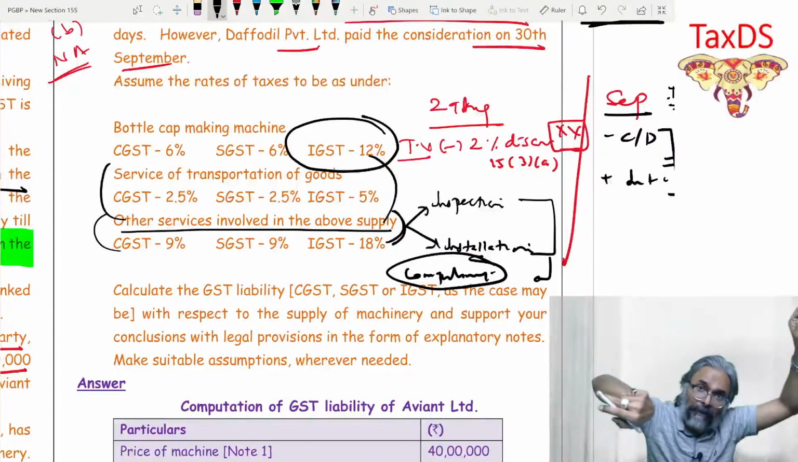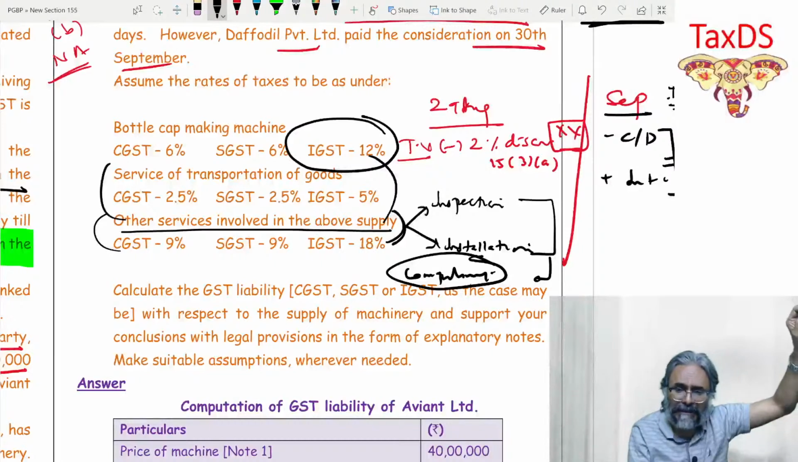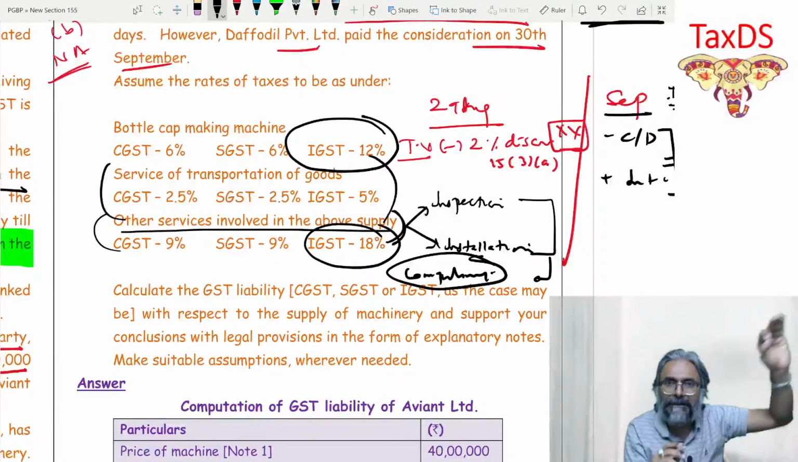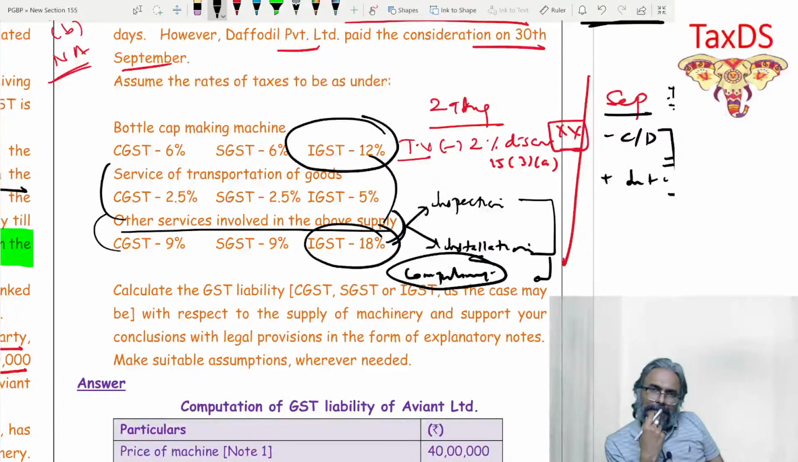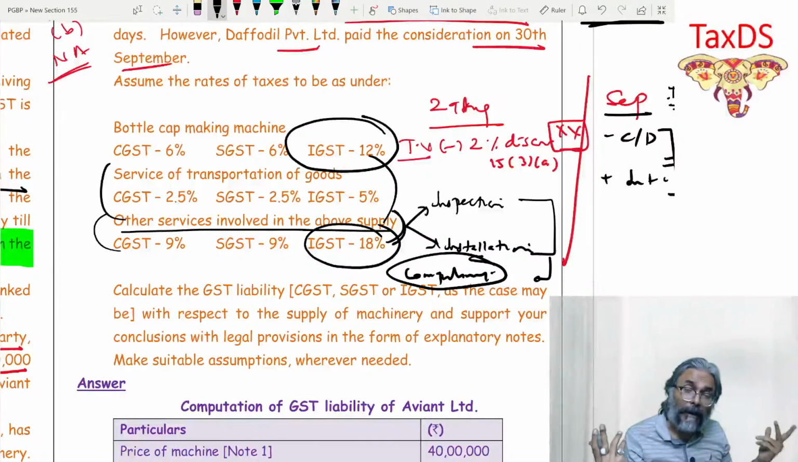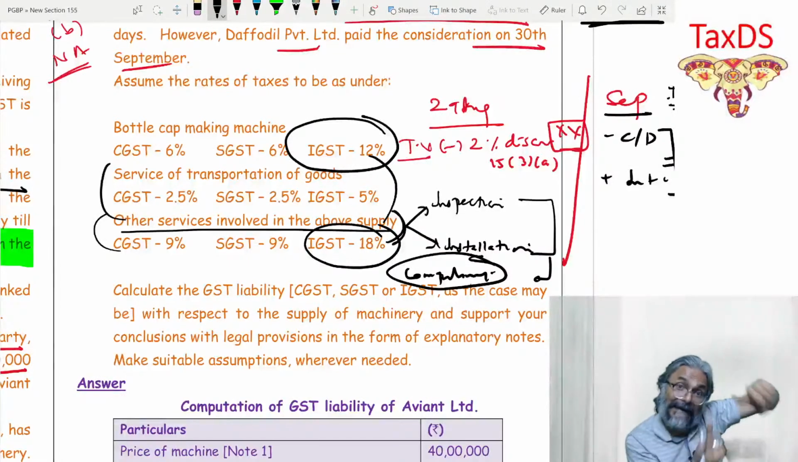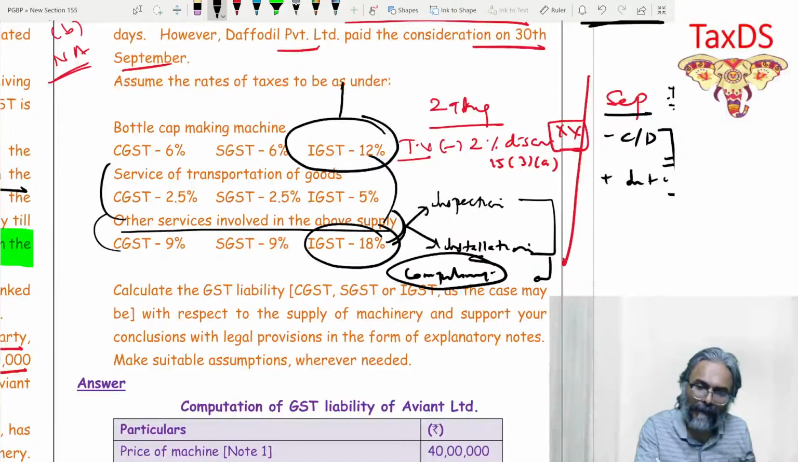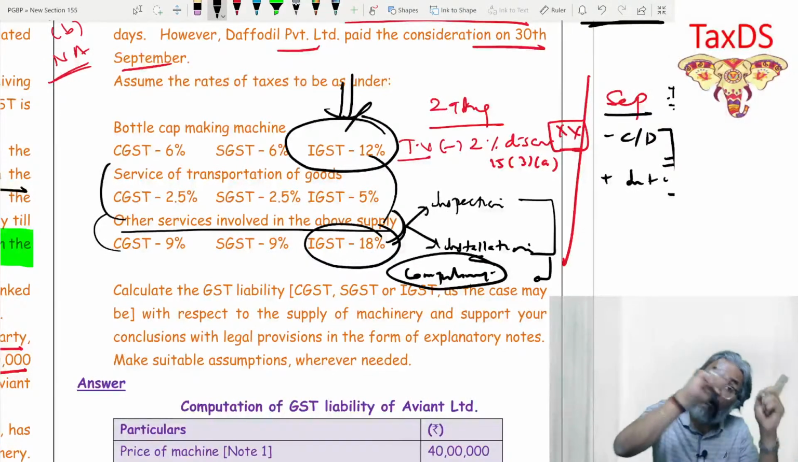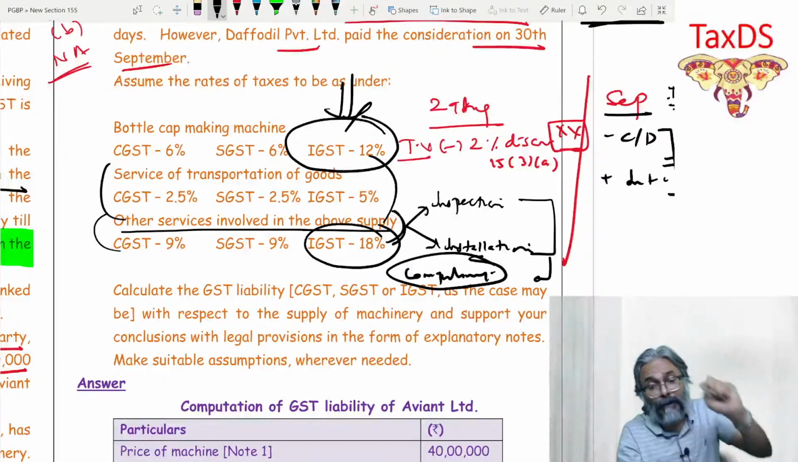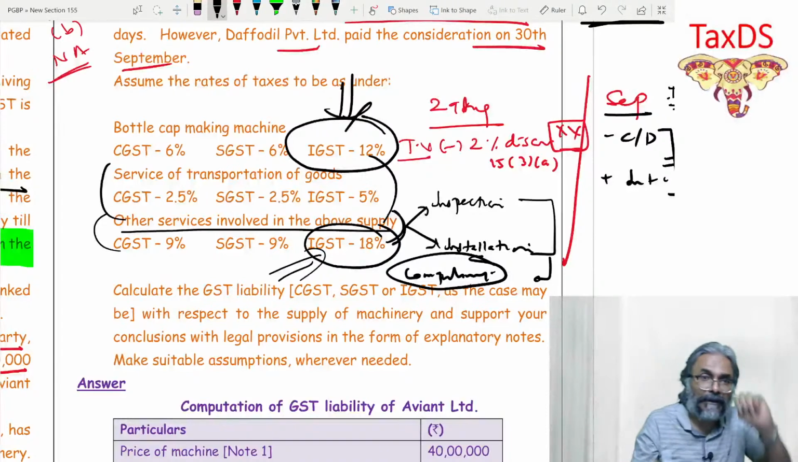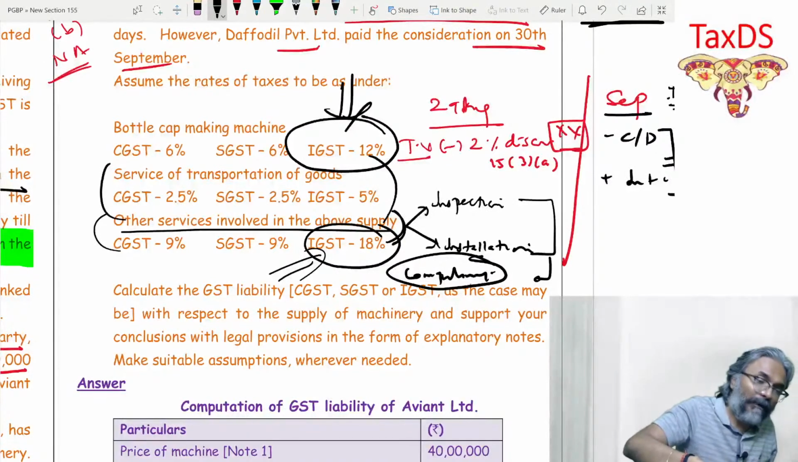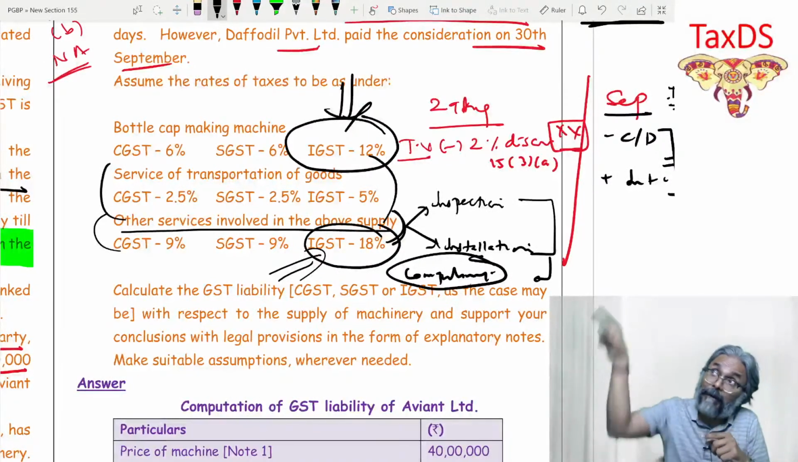And for the inspection charges and the installation charges, are you going to apply 18% GST? What are you going to do? Or for the entire thing you are going to do 12%? Or for the entire thing you are going to do 18%? Three options are there. Now you know where I am heading to. I am heading to composite supply.